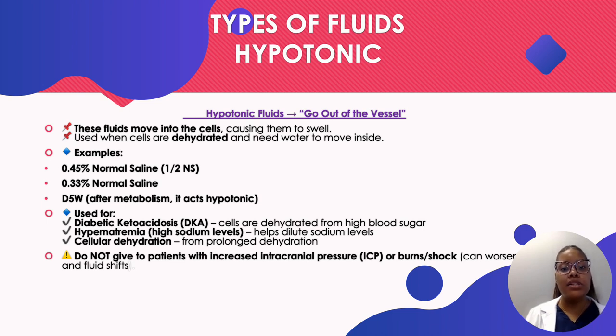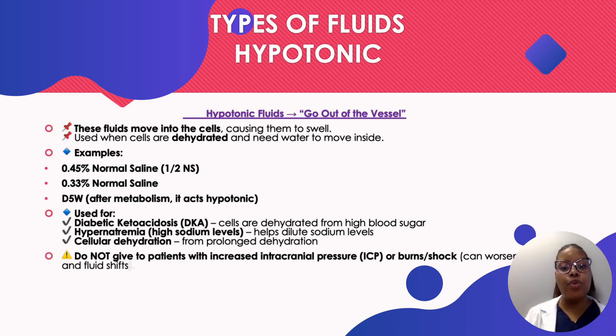So you can use hypotonic solution if a patient has DKA, and DKA, you will learn about that in the weeks to come. But if you are not in my class and you're watching this, you could just go on over to my playlist of the endocrine, and you'll see the whole diabetes lecture. But cells are dehydrated from high blood sugar. All right, then we can have hypernatremia, which means that we have a bunch of salt, right? High sodium levels. So this helps dilute the sodium levels.